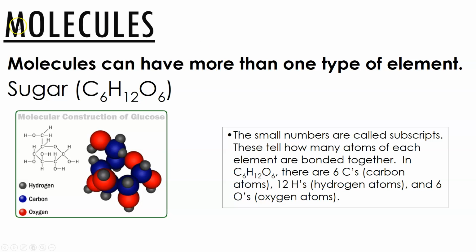Here's another example. You can have a molecule that's really big and really complicated. Something like sugar has lots of different atoms together. If you notice, these little numbers down below are called subscripts. They're going to tell us how many atoms are stuck together in that molecule. So for example, this type of sugar called glucose, we have 6 carbons, 12 hydrogens, 6 oxygens. Big, complicated thing, still a molecule.